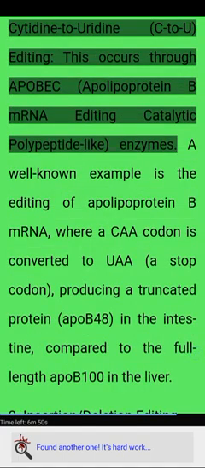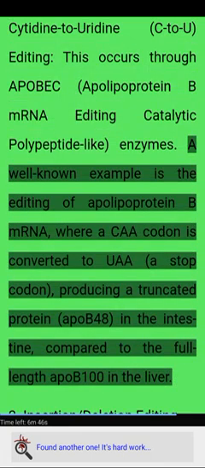Cytidine to uridine (C-to-U) editing. This occurs through APOBEC enzymes, apolipoprotein B mRNA editing catalytic polypeptide-like enzymes. A well-known example is the editing of apolipoprotein B mRNA, where a CAA codon is converted to UAA, a stop codon, producing a truncated protein, APOB48, in the intestine, compared to the full-length APOB100 in the liver.